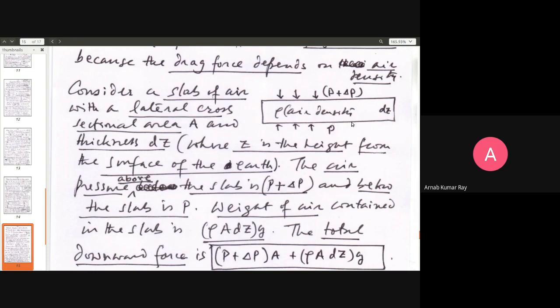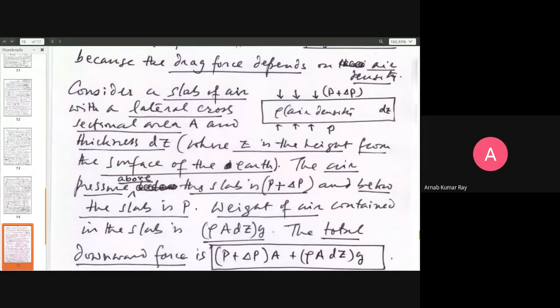So the area of the bottom face is A, and the thickness of the box is dz. The area of the top face and the bottom face is A, the lateral cross-sectional area. And Z is the height from the surface of the earth. This is the height Z, and from here to here it's a small height, dz, the thickness of the box.